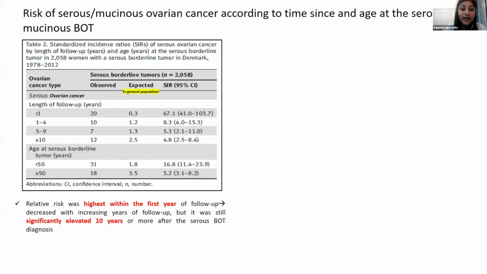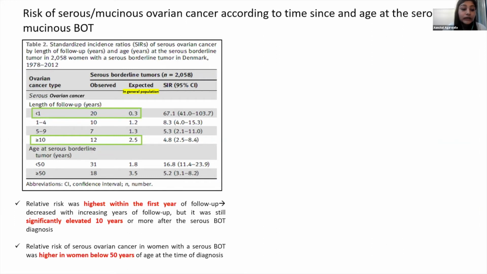Relative risk was highest within the first year of the follow-up, and it decreased with increasing years of follow-up, but it was still significantly elevated 10 years or more after the serous borderline diagnosis. Relative risk of serous ovarian carcinoma in women with a serous borderline tumor was higher in women below the age of 50 years at the time of diagnosis.